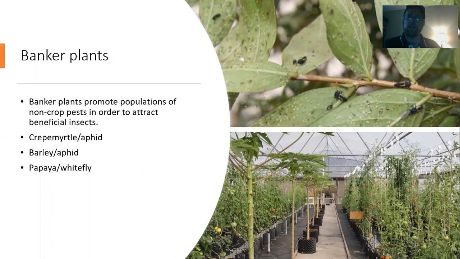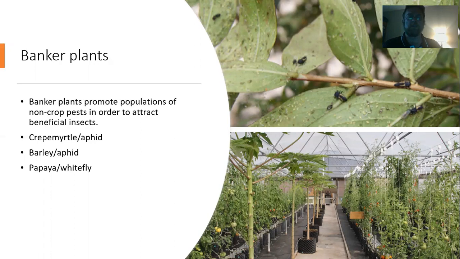Another really good example of that is the use of the bird cherry oat aphid. It's very selective to feed only on grasses, and so barley can be introduced as a way to support the population of bird cherry oat aphids, which can be fed on either by lady beetles or other beneficial insects like parasitic wasps, that then offer, again, some protection to the other plants that you're growing.